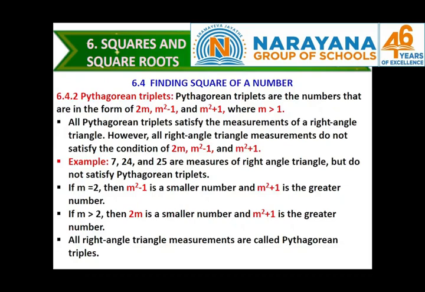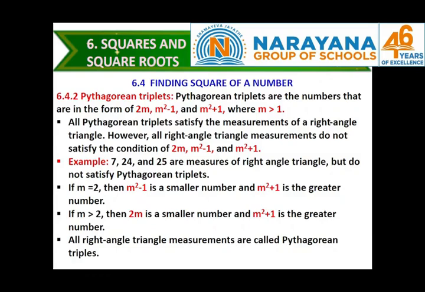Pythagorean triplets are the numbers that are in the form of 2m, m square minus 1 and m square plus 1, where m is greater than 1. So, if the numbers are in the form of 2m, m square minus 1 and m square plus 1, then the numbers are satisfying Pythagorean triplets.